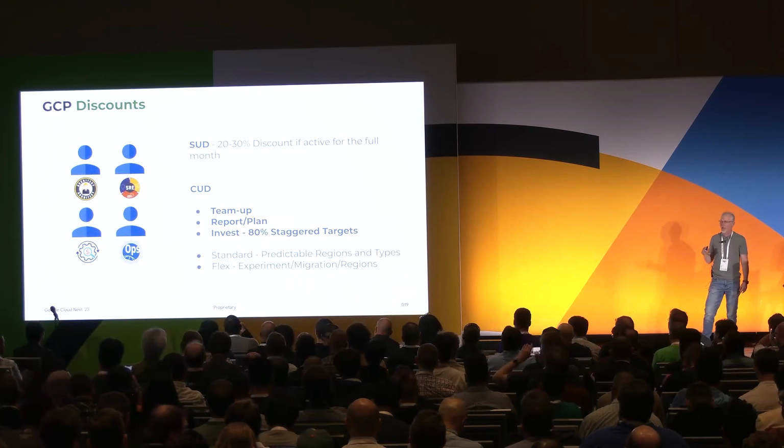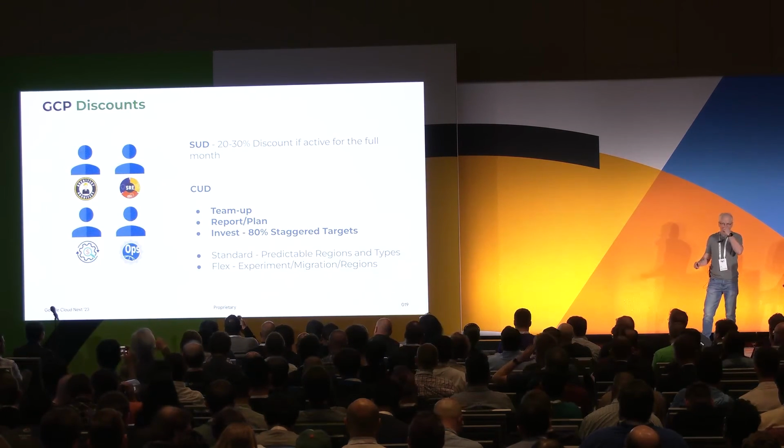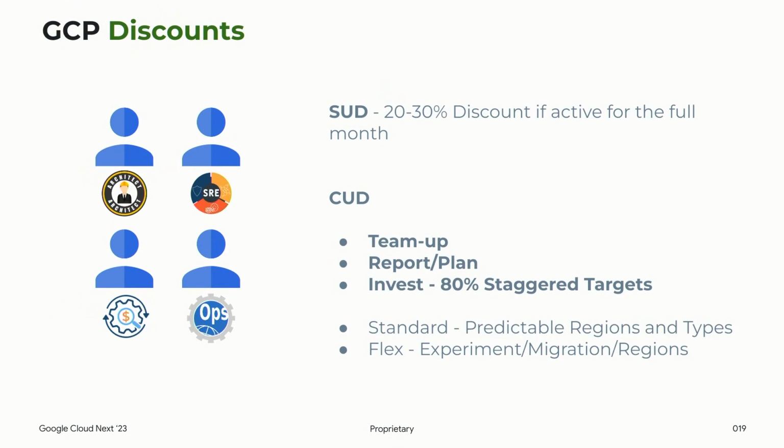Next thing I want to talk about is discounts. So standard use discount, or SUD, is a discount that you really get by proxy of consuming a resource for a period of a month. So it's already there for you. You don't really need to do anything other than consume those resources, and that's for on-demand resources.